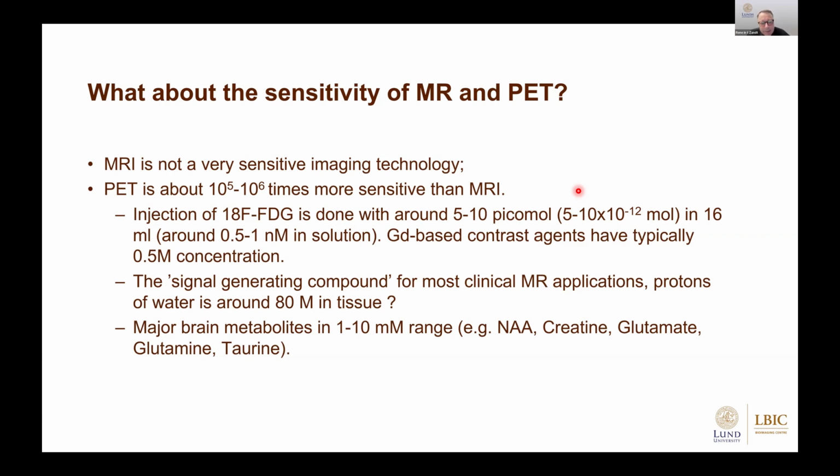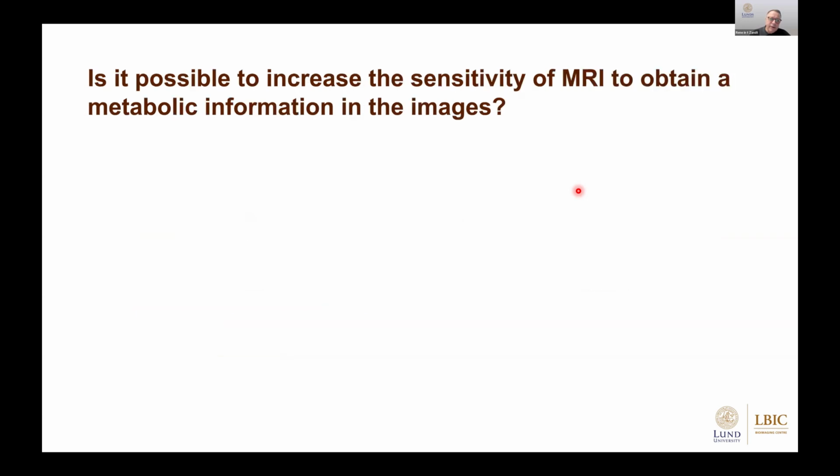If you want to do metabolic imaging with MR, the largest ones in the brain are 1 to 10 millimolar, talking about N-acetyl aspartate, creatine, glutamate, glutamine, taurine. None of them are proven to be a real good biomarker, but these are the higher ones. And the really interesting ones in the micromolar range or even lower are out of scope for MR. So the question is, can we do something about this and increase the sensitivity of MR to make a next step in detection of metabolites?